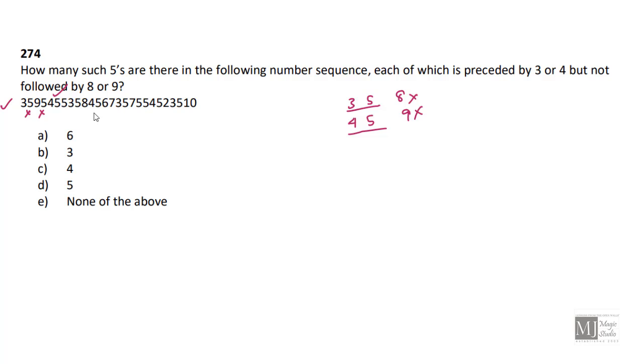Then we have 5, 4. After that is 6. Selected. 5 before that is 3. After that is 7. Selected. 5 before that is 7. Not selected. 5 before that is 5. No. 5 before that is 4. And after that is 2. Again selected. 5 before that is 3. After that is 1, which is neither 8 nor 9. So selected. So how many ticks do I have?